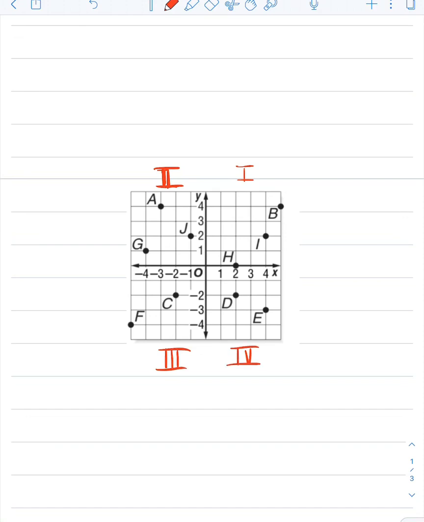So they may ask something like this: which quadrant is point I in? Well, that's in the first quadrant. Which quadrant is point D in? Well, 1, 2, 3, that's in the fourth quadrant. What about C? That's in the third quadrant. A is in the second quadrant.